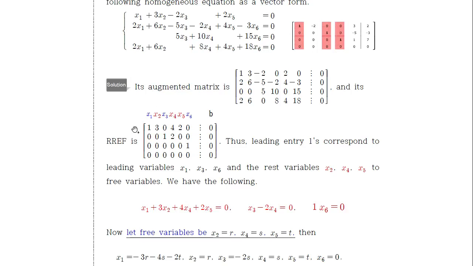Here, as you see, we have first row and second row and third row, we have three leading variables corresponding x1 and x3 and x6. Then the variables which do not belong to it are x2 and x4 and x5. This means we have three leading entries corresponding to the variables x1, x3, and x6, and the rest of the variables x2, x4, x5 should be free variables. So we have three leading variables and three free variables x2, x4, x5.